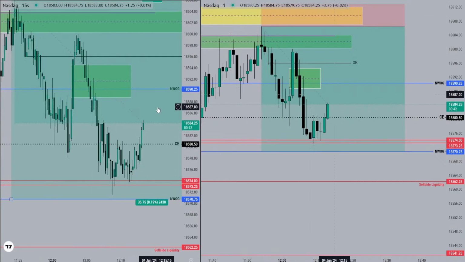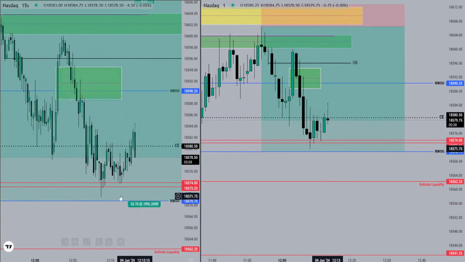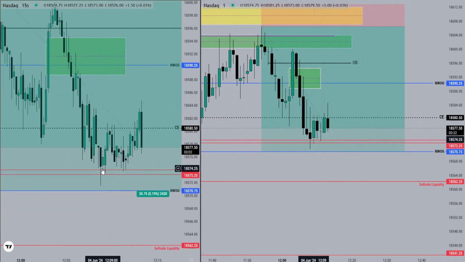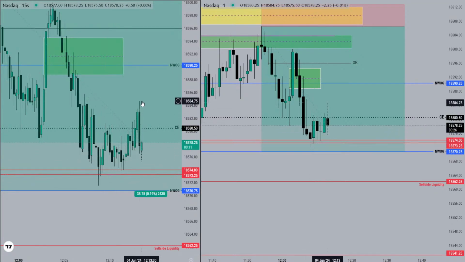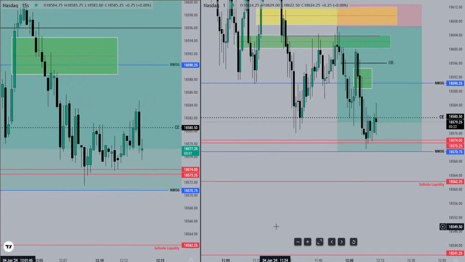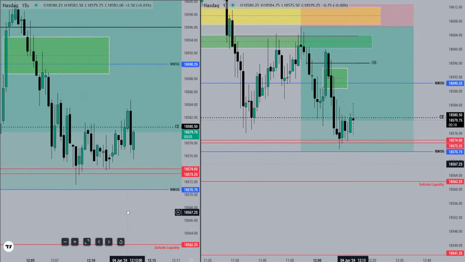So it can take a lot of time to reach over here, or maybe the whole PM session can be consolidated if it failed to reach over there. So it will be consolidation. So far I'm seeing the reaction from the last fair value gap from 15-second chart. So this is the reaction. Okay, just a reaction. I believe this is the reaction.